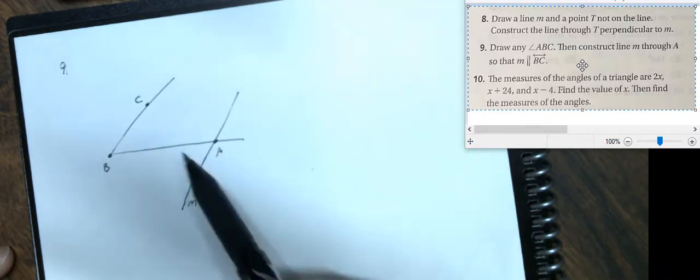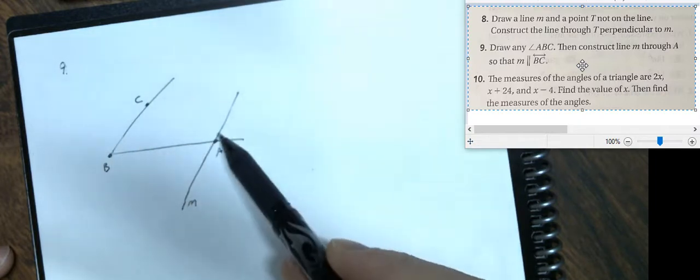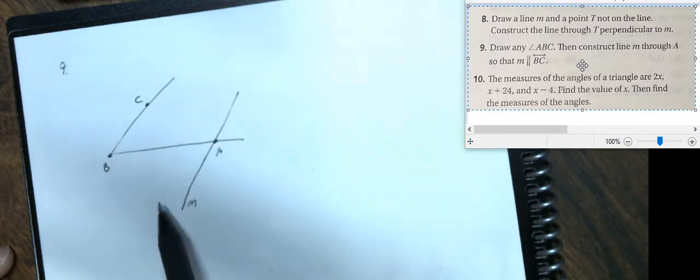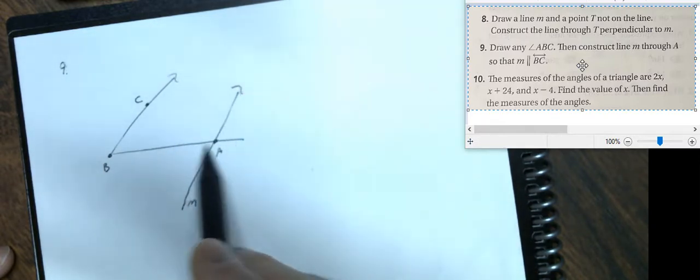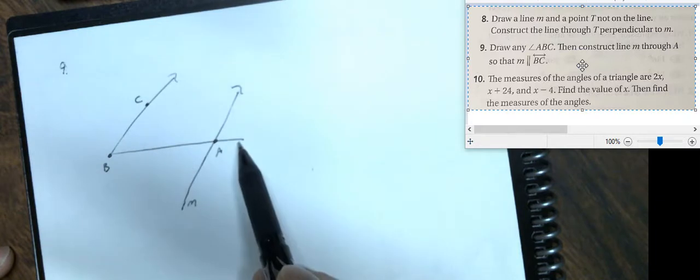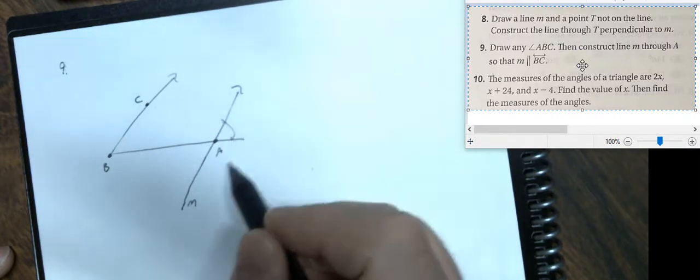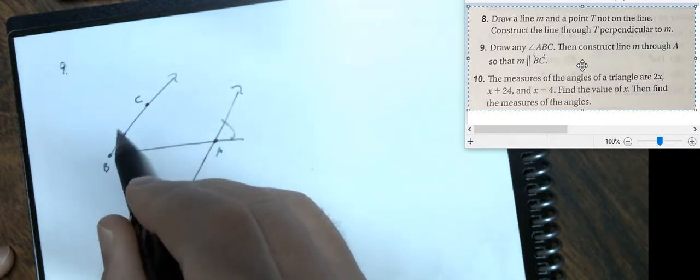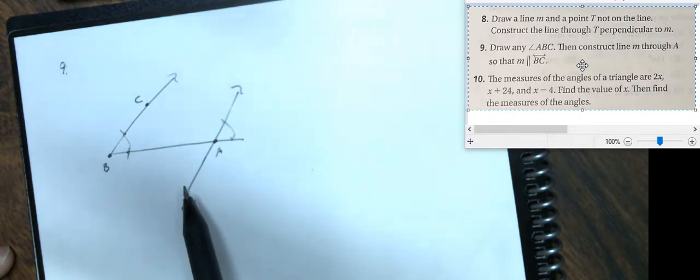So yeah, this is our BC. M is parallel to BC. So this is our 2 parallel lines, and this is our initial ABC angle. And you could go on to say, if you wanted to, just make this note to show that these are the same angles of the 2. That's what they're looking for in number 9.